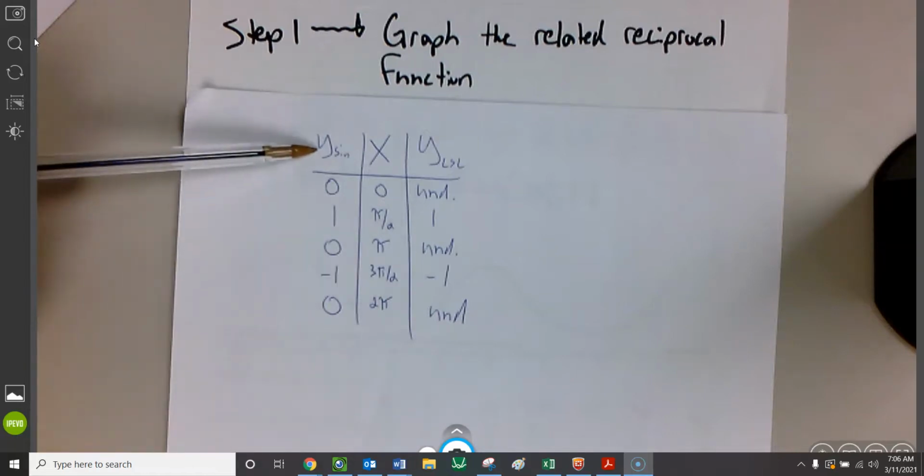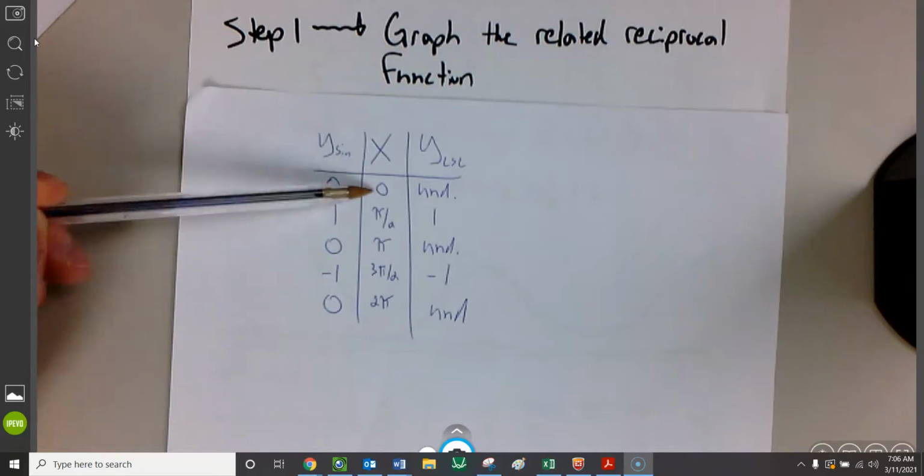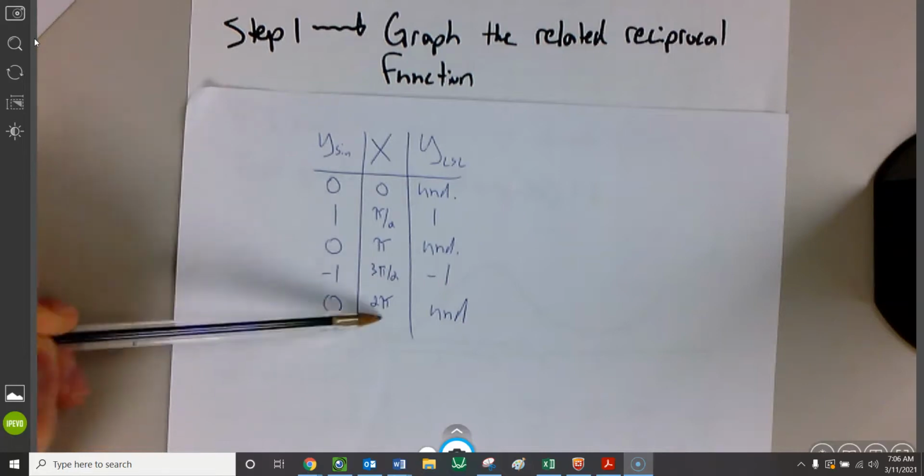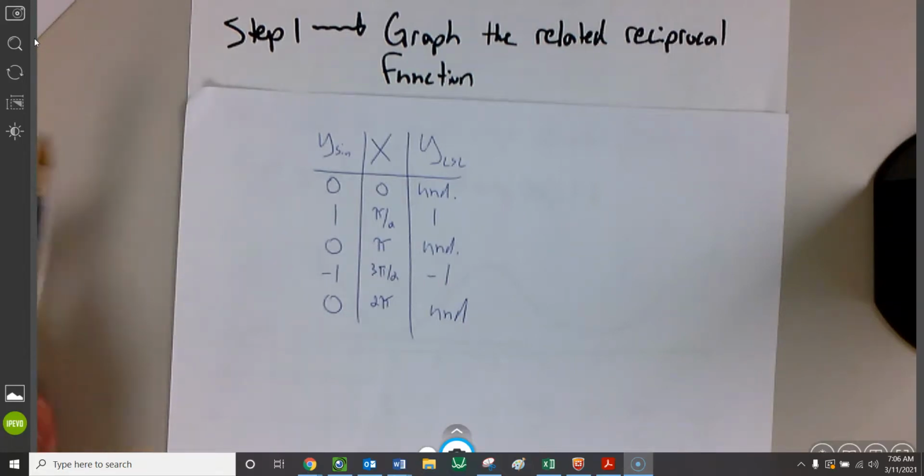I'm going to put the reciprocal version of it right here next door. This is the sine version. The sine of 0 is 0. The sine of pi over 2 is 1. The sine of pi is 0. 3 pi over 2, -1. 2 pi, 0. And we can get some generalizations here.